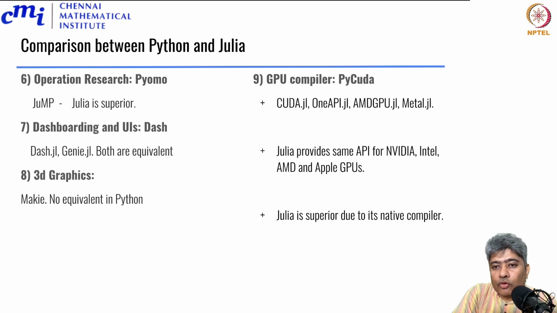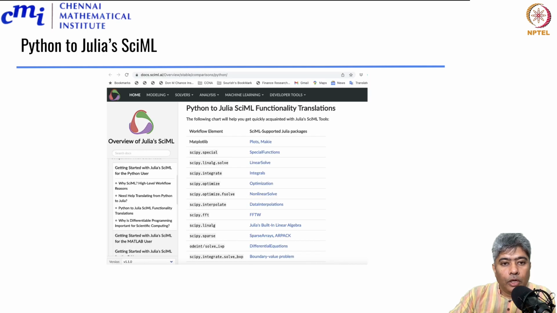GPU compiler, if you do PyCUDA, like CUDA, OpenAI, so all these Julia providers, like API, NVIDIA, Intel, AMD, Apple GPUs, on this Julia provide the same API, but Julia is superior due to its native compiler.